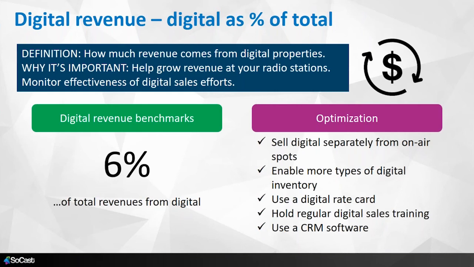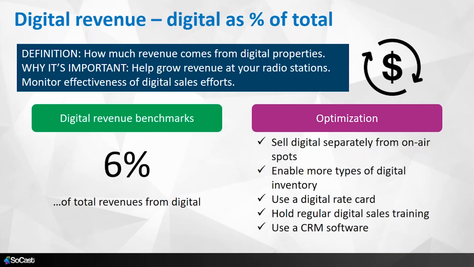Be sure to also enable more types of digital inventory on your digital properties. Some of the most popular forms of digital inventory for radio include display ads, audio and video pre-roll ads, as well as mobile ads to make sure you're maximizing your opportunities here. Next, create a digital rate card to help your ad partners see exactly what they're getting from the digital ads. Your rate card should include each type of digital inventory as well as the pricing, expected impressions, and expected click-through rates associated with each.